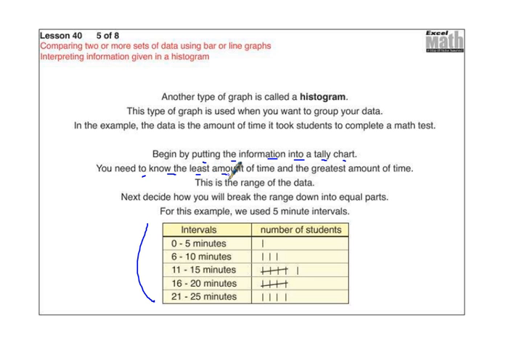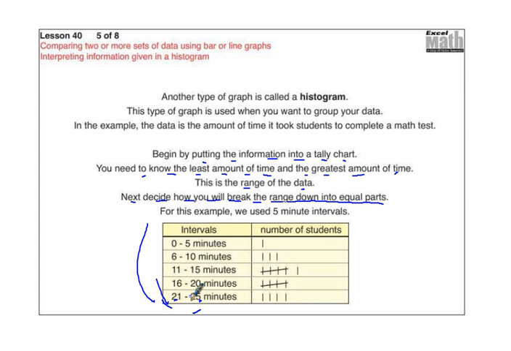You need to know the least amount of time and the greatest amount of time. This is the range of data. So the smallest number would be maybe 0 minutes or something, and the largest number is maybe 25 minutes. That's the range. Next, decide how you will break the range down into equal parts. So since the range in this set of data is about 25, from the smallest to the biggest, that's the range.